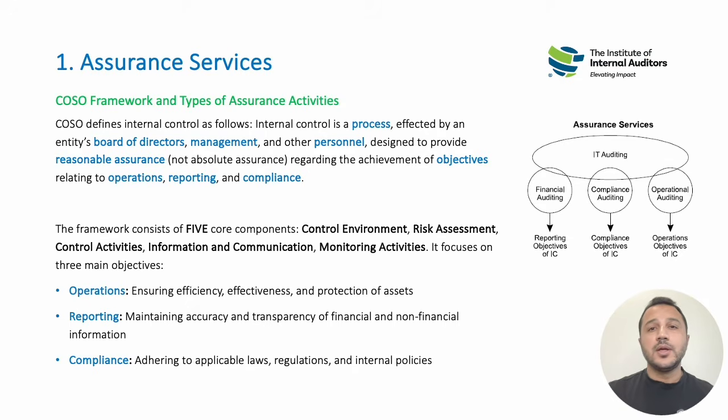For example, the control environment is basically the tone from the top management and the board, what they think about the controls, how they react if the controls are weak, and also the reporting structure, performance appraisal structure, delegation of authority, and properly defining the job responsibilities. So these are all part of the policies and procedures. These are all part of the control environment that has to be there within the organization.